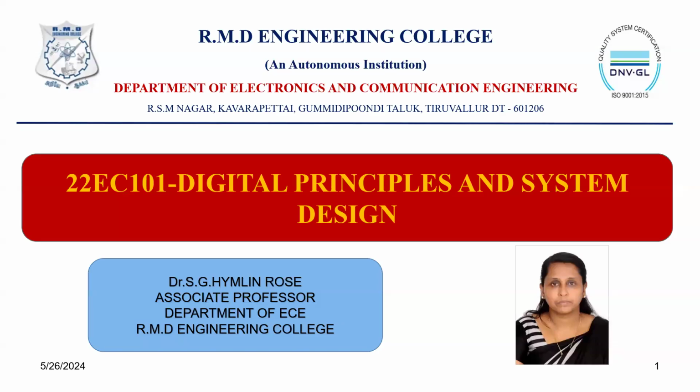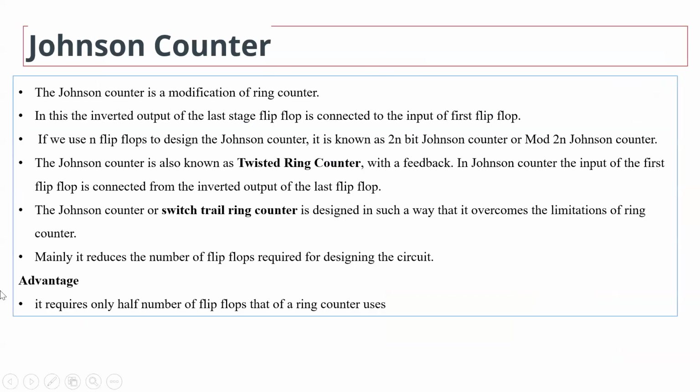Hello everyone. Today we will discuss the Johnson counter in the subject Digital Principles and System Design. Another name given to the Johnson counter is creeping counter. It is a modification of the ring counter and is an example of a synchronous counter.